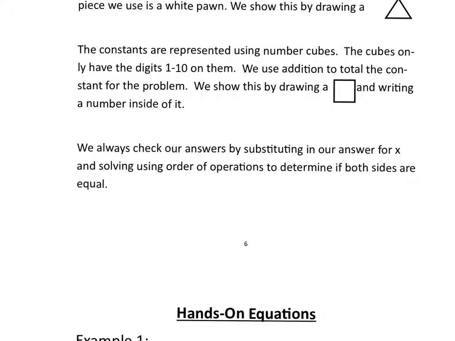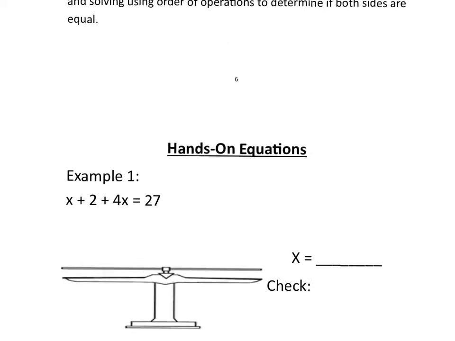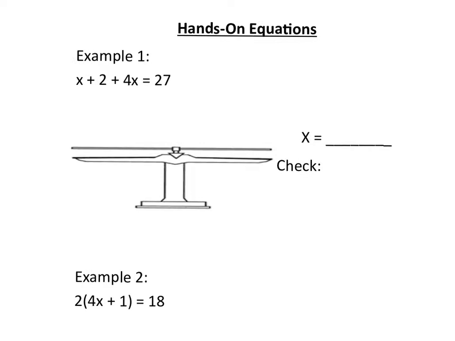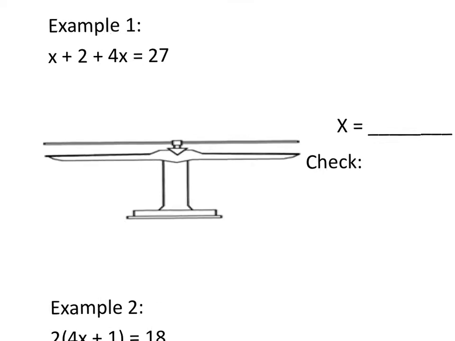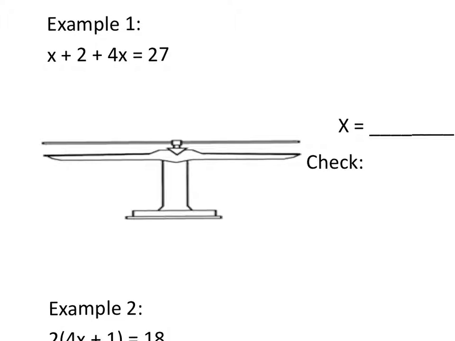We will always check our answers by substituting in our answer for x. And then we use order of operations to solve, because all we're doing is checking, is the answer I have for x going to solve our equation? Now that you've heard all of the background, let's try and put this into context. So take a look at the first problem. Now, I'm hoping that yours are going to look a lot prettier than mine, because I'm having to freehand this on here. So again, hopefully yours look a little prettier than mine.